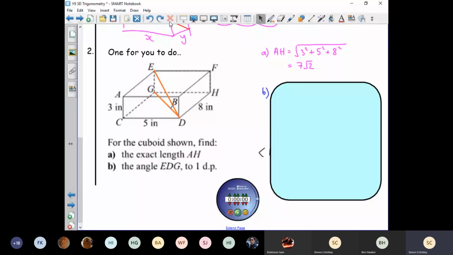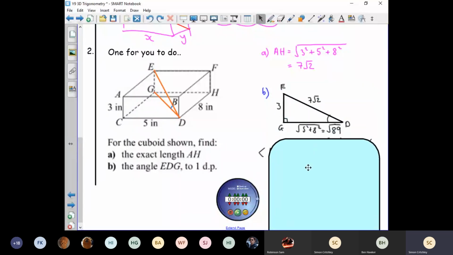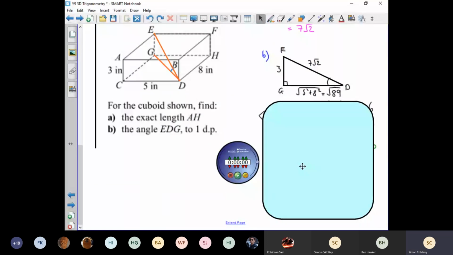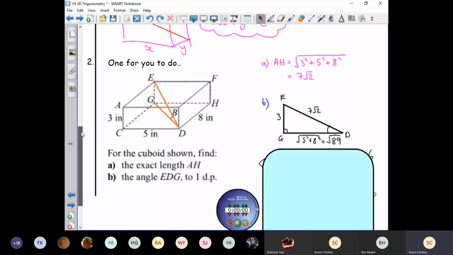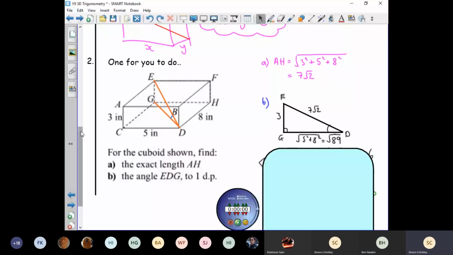Right, what about part B then? Well, we know the angle we're trying to calculate here, E to D to G. Let's have a go at what I've put on here. E to D had to be the same size as that diagonal that we just calculated for A to H. They're the same size diagonals. We've got that the G to E here is 3. And we've also got that base, which you could have worked out in the previous one, which would be 5 squared plus 8 squared, square root of 89.